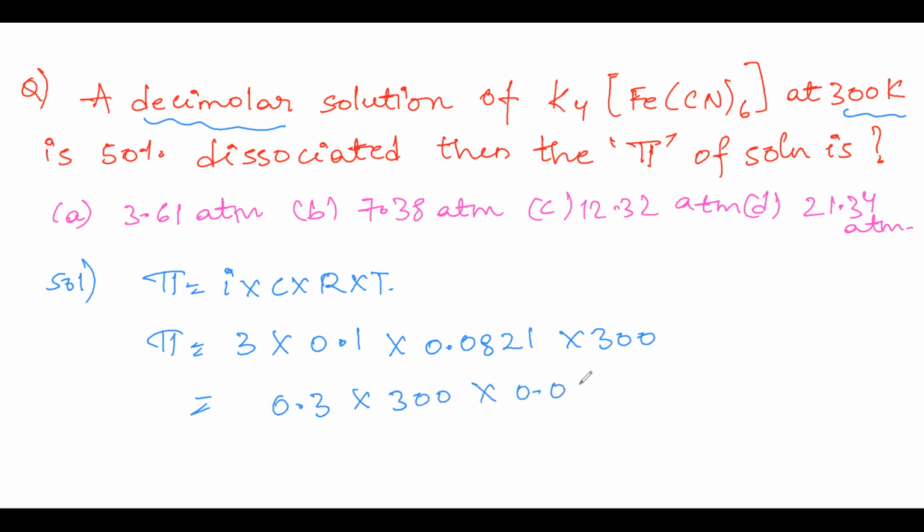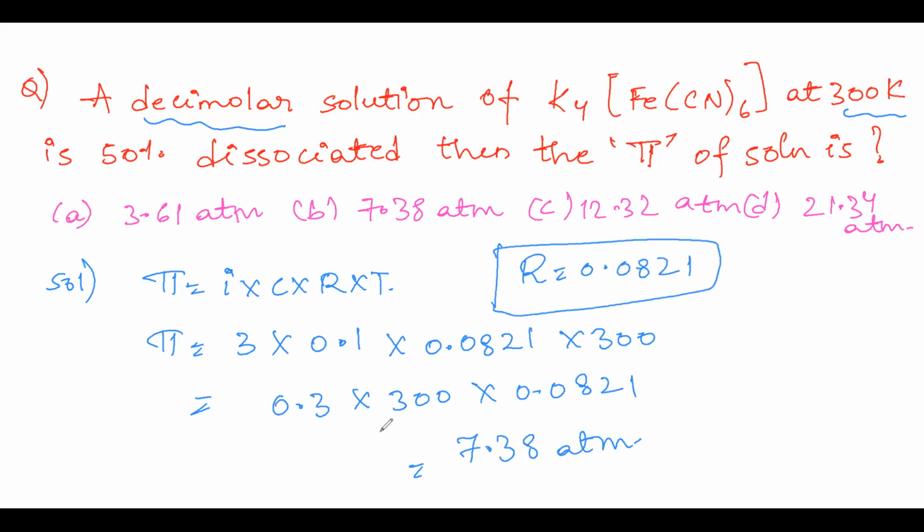So the osmotic pressure is 7.38 atmospheres. In all the cases, you take the R value as 0.0821 for osmotic pressure. In case of calories, we have to take a different R value, but here it is atmospheres. So it is taken as 7.38 as the answer. Next question.